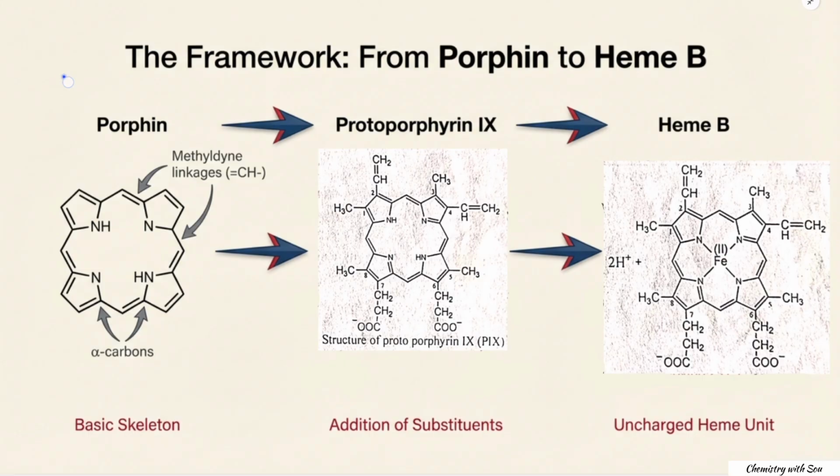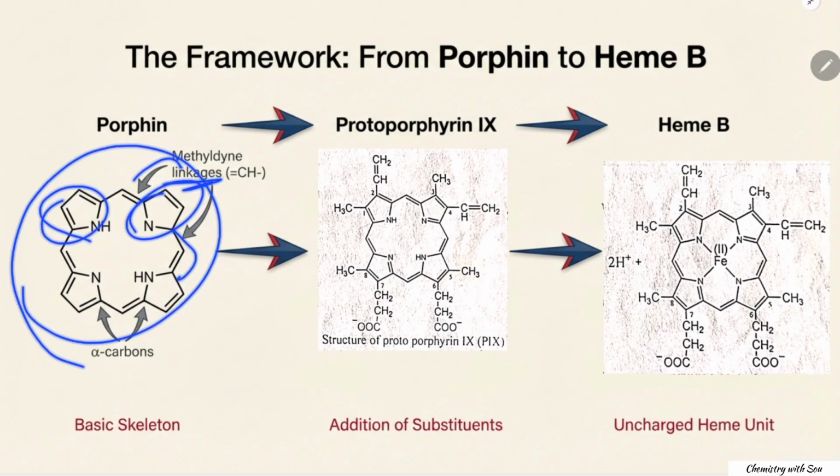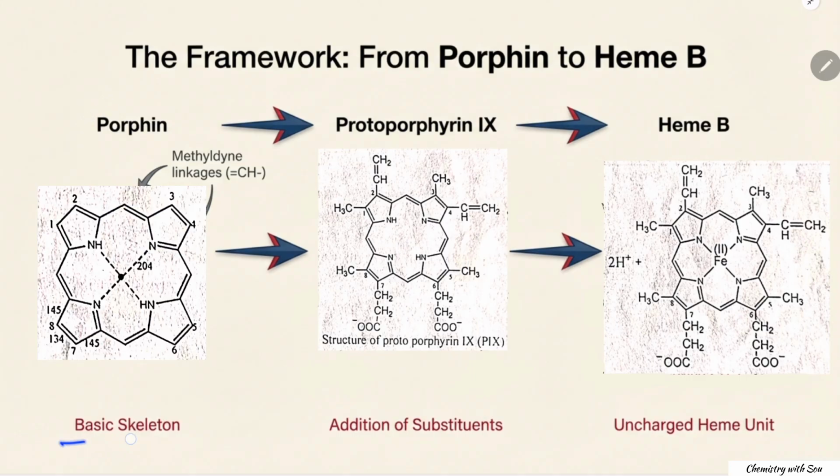So in the last lecture we already discussed the porphin to heme B. This is a porphin ring. All these pyrrole rings are connected by the methylidine linkage. So this is forming a porphin ring. This is the basic skeleton for hemoglobin or myoglobin.